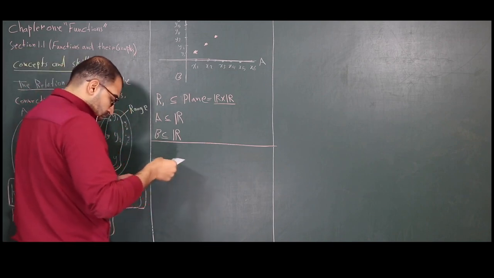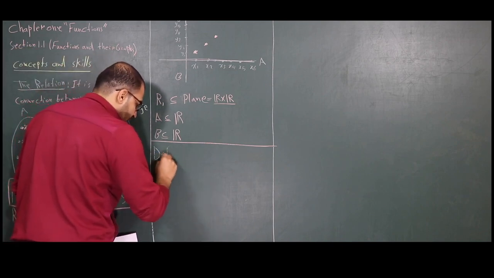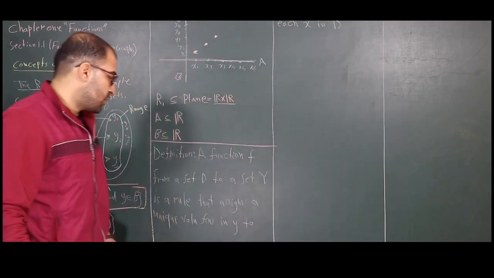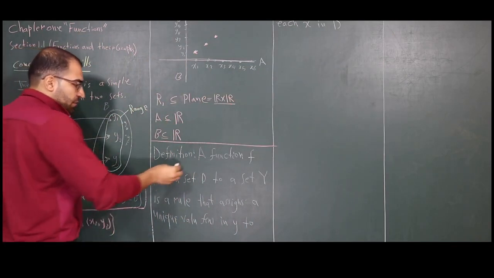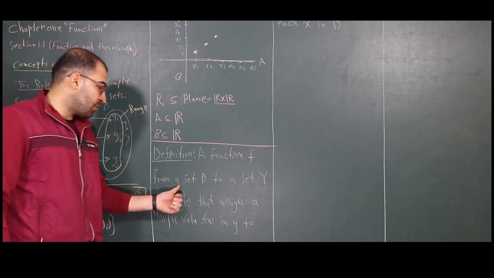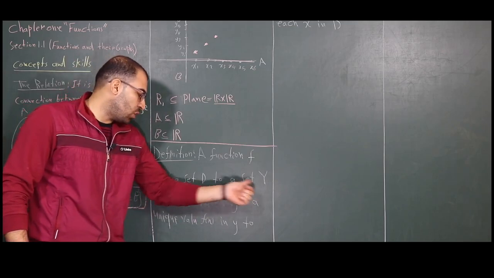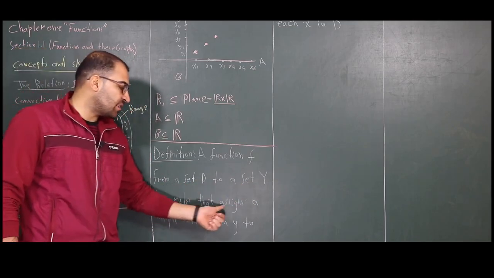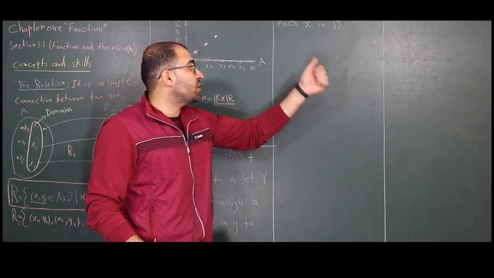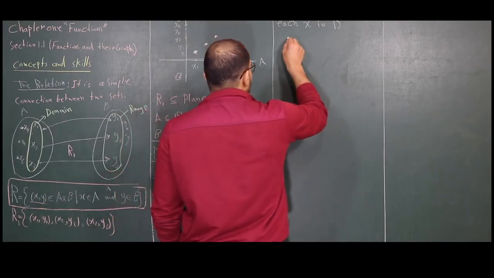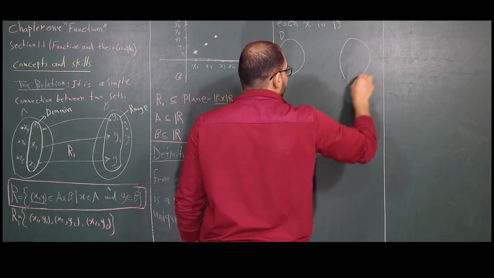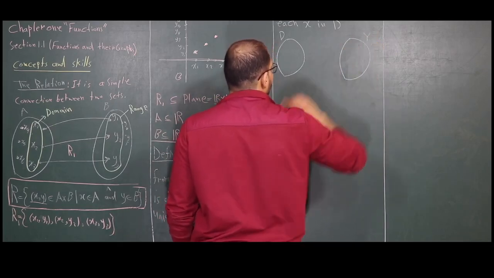The function, now I'm going to write a definition. So now we've finished writing the definition. The definition says a function f from a set D to a set Y is a rule that assigns a unique value of x in Y to each x in D. So it is a rule. We have here the domain D, and we have this set Y, which could be the range.